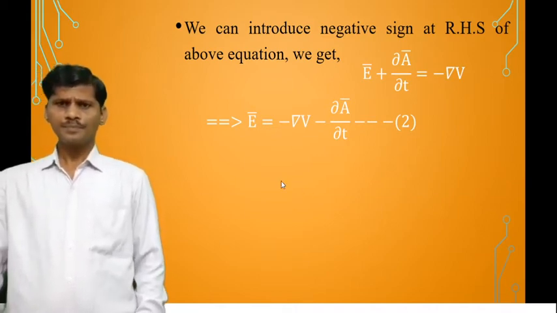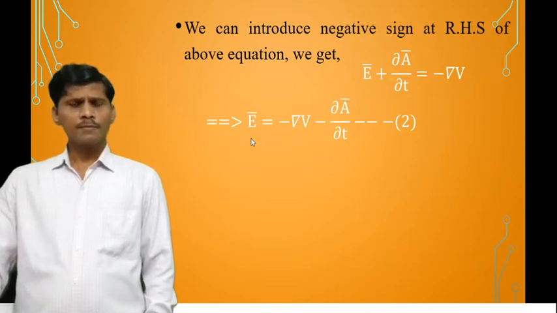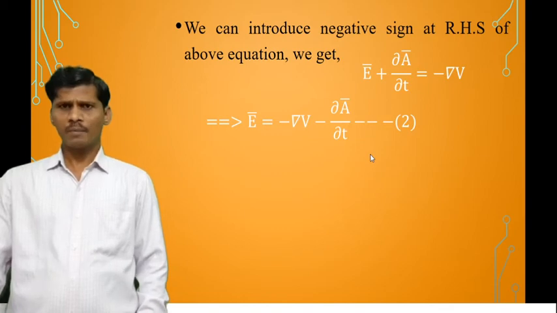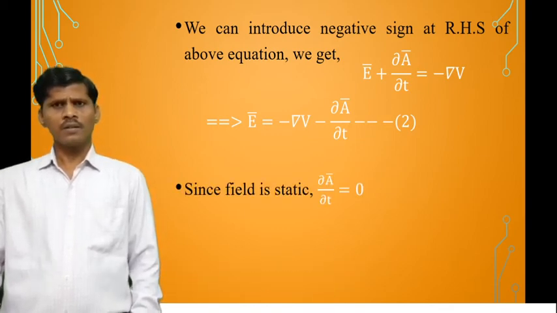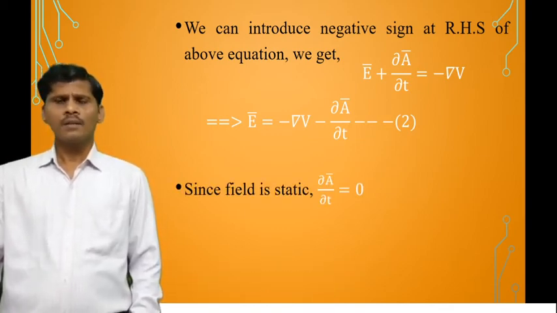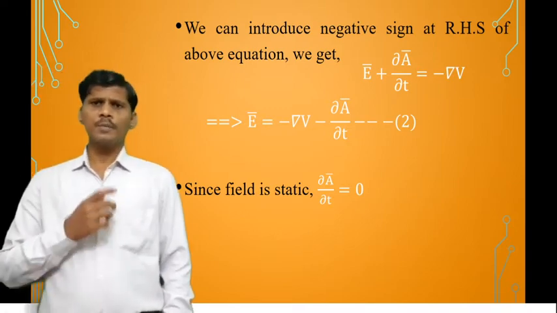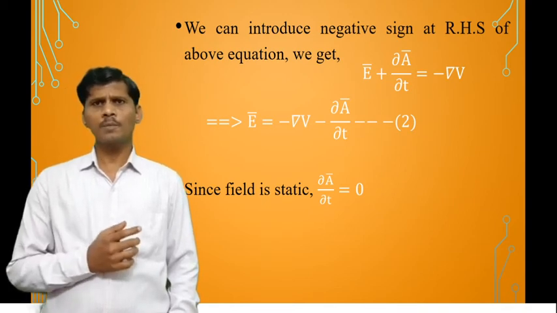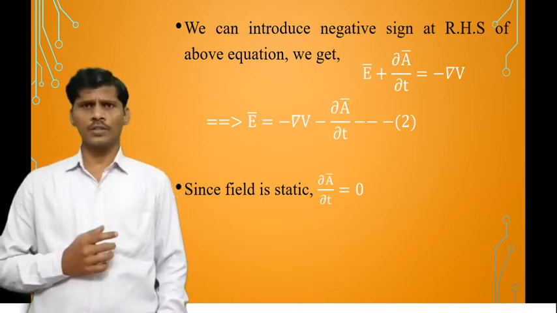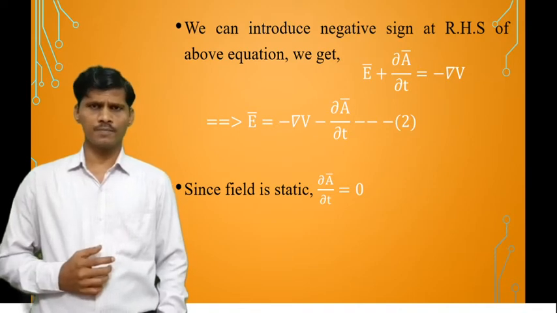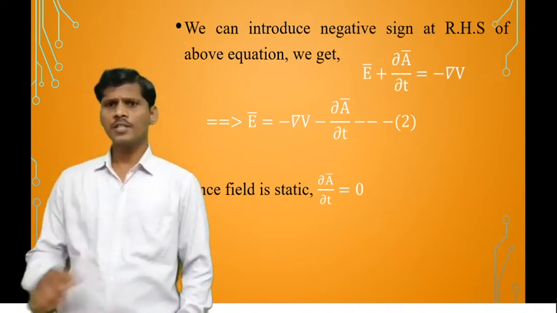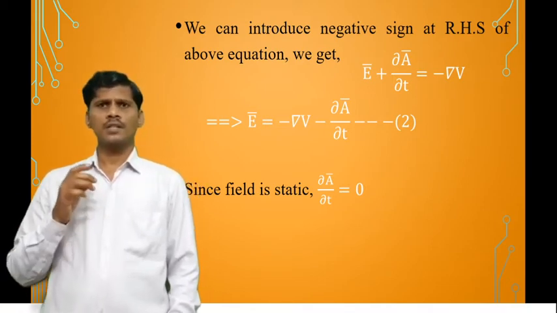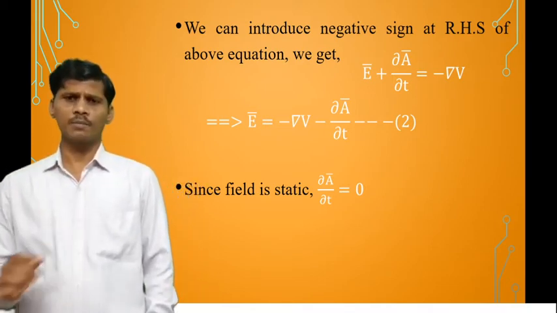Here E bar is the electric field intensity, V is the scalar potential, and A bar is the vector magnetic potential. So this is the relationship between electric field intensity, scalar potential and vector magnetic potential for time varying fields.